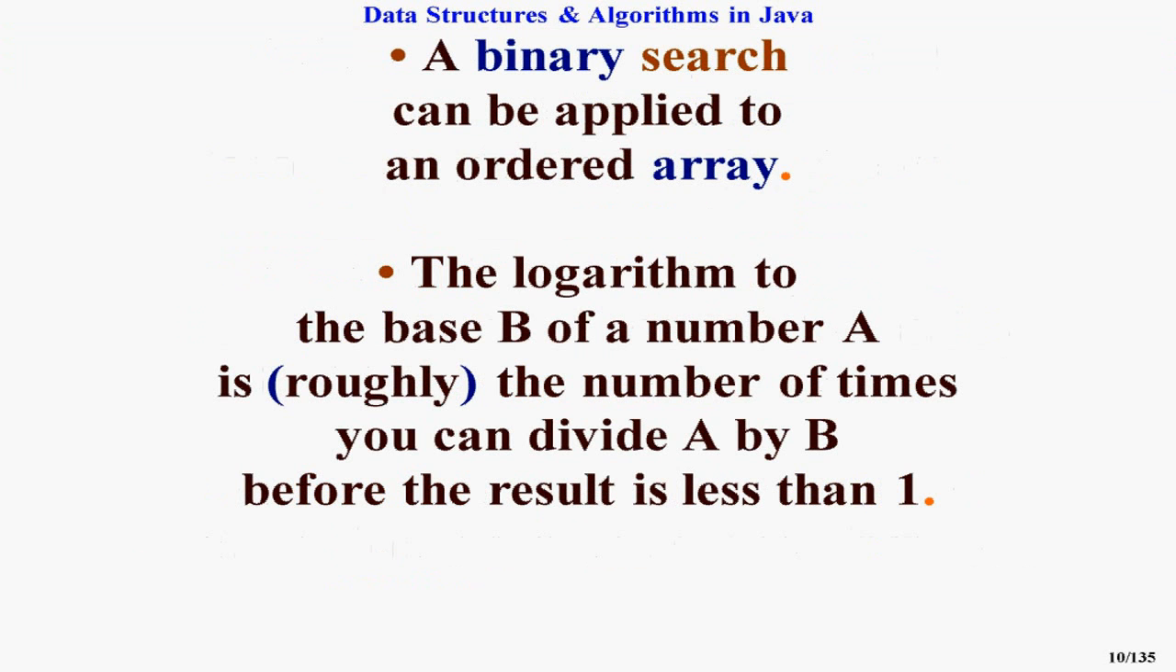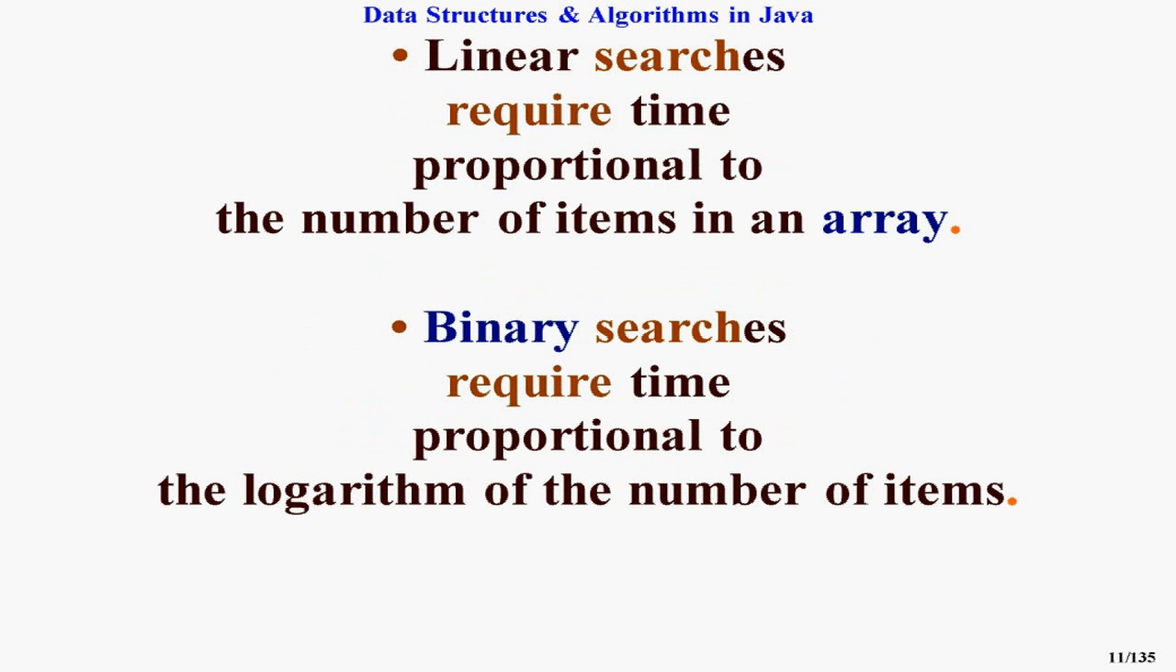A binary search can be applied to an ordered array. The logarithm to the base b of a number a is roughly the number of times you can divide a by b before the result is less than 1. Linear searches require time proportional to the number of items in an array. Binary searches require time proportional to the logarithm of the number of items.